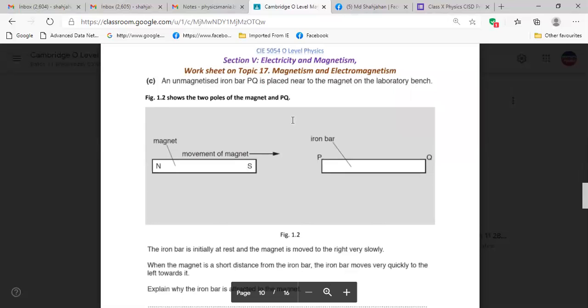Then C now. Continue C, please. Yeah, read. An unmagnetized iron bar PQ is placed near to the magnet on the laboratory bench. The iron bar is initially at rest and the magnet is moved to the right very slowly. When the magnet is a short distance from the bar, the iron bar moves very quickly to the left towards the magnet, where the iron bar is attracted to the magnet.